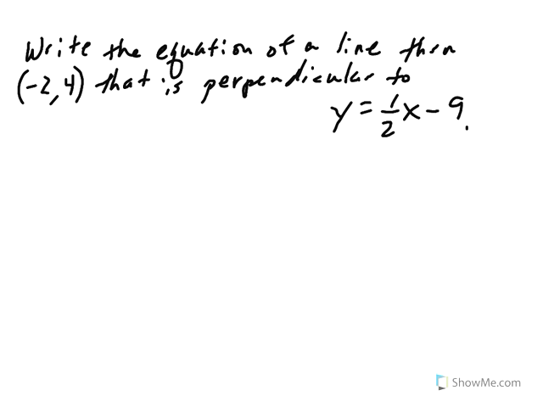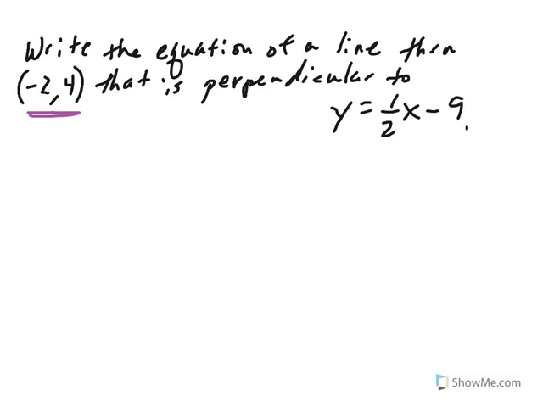All right, this time we're going to write an equation of a line that's perpendicular to another line, and we've got a random point over here that the line has to go through. Now, the trick to this problem is just to sift through the information and realize what you need to use and what you don't, because you don't need to use everything.